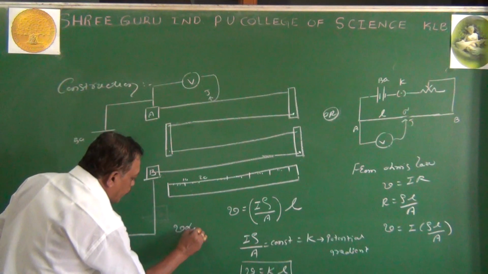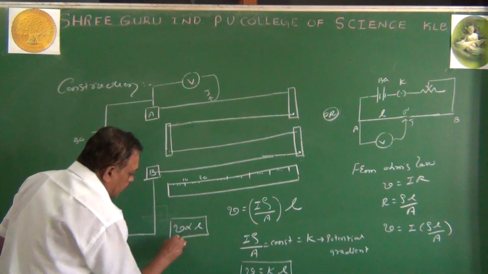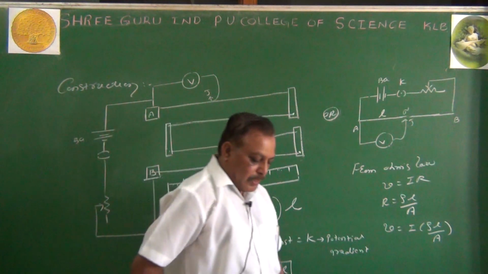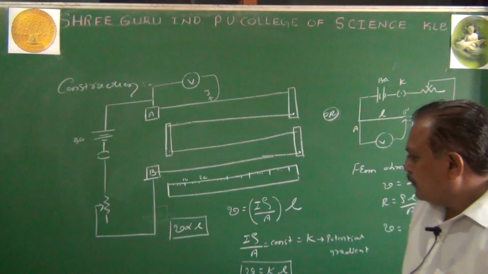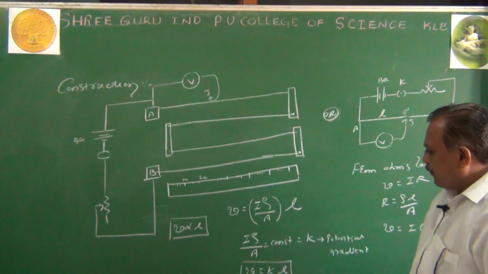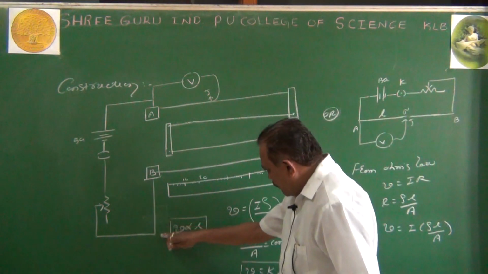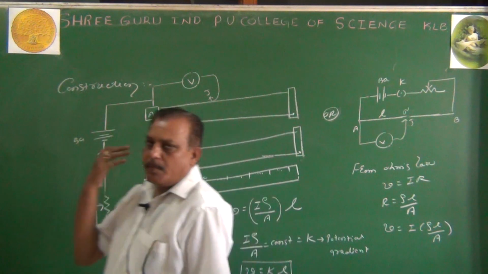V is directly proportional to L. These are the things we have explained earlier while giving the statement for the principle of potentiometer. So, once again this equation reveals what? The principle of potentiometer.